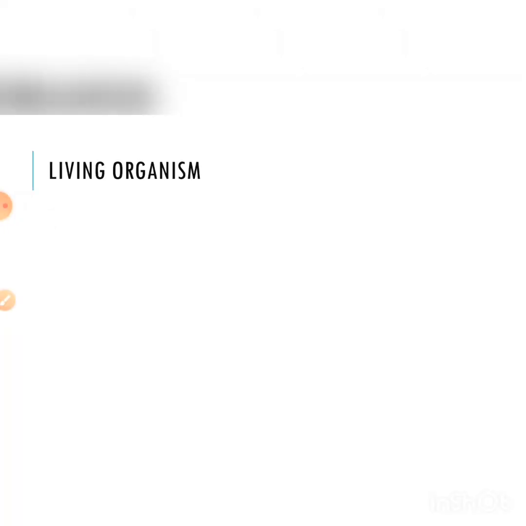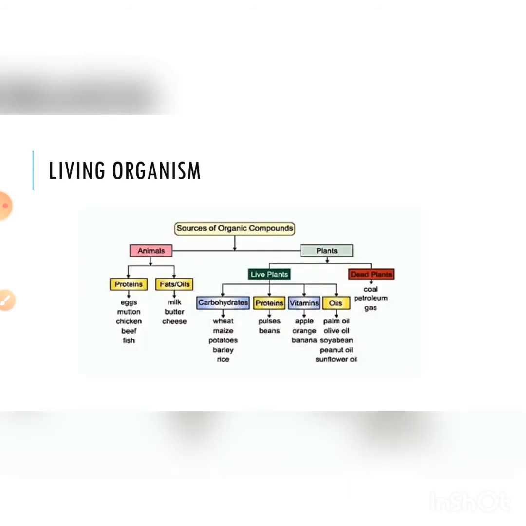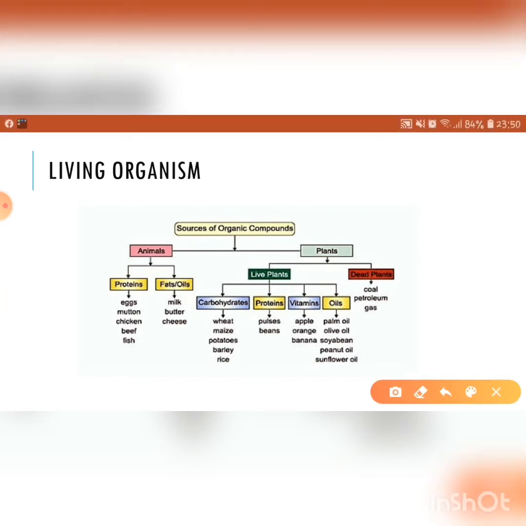Another source of organic compounds is the living organism. We know that these organic compounds can also be derived from animals as well as plants. From animals, we get proteins when we consume eggs, mutton, chicken, beef, or fish.